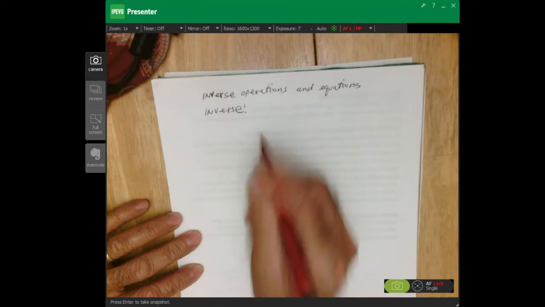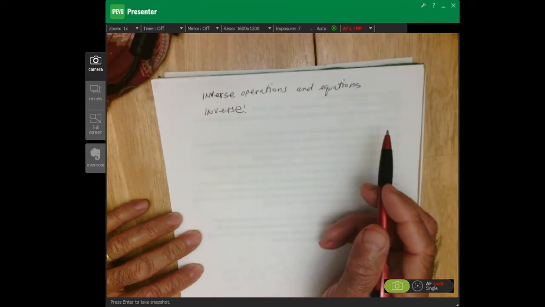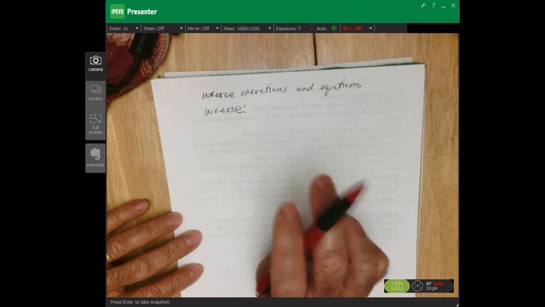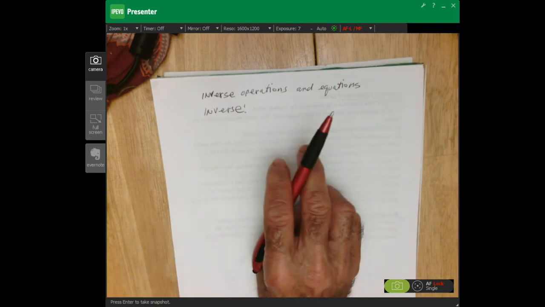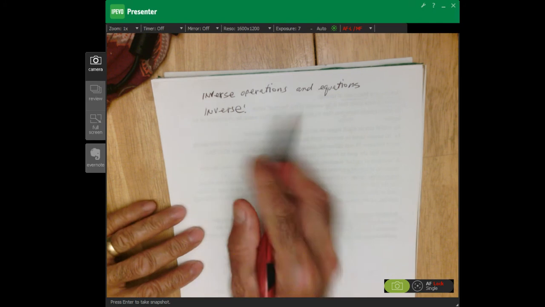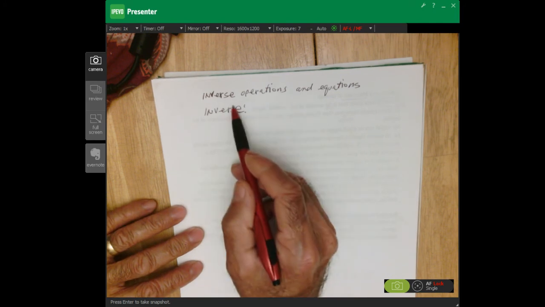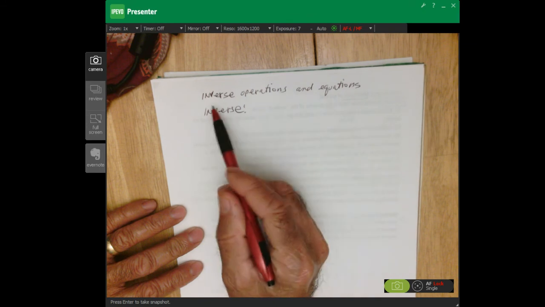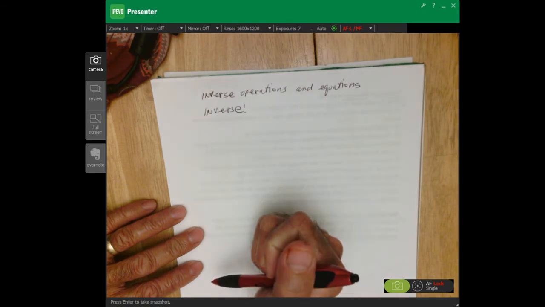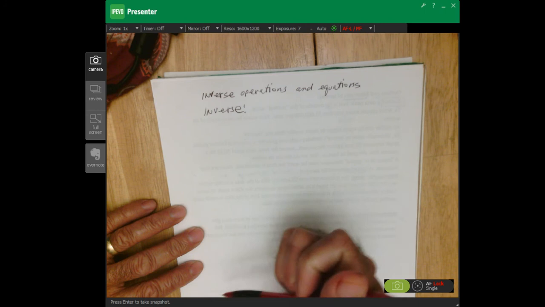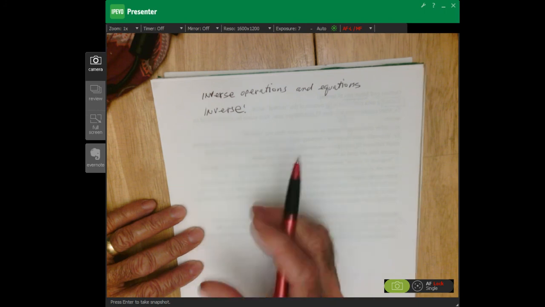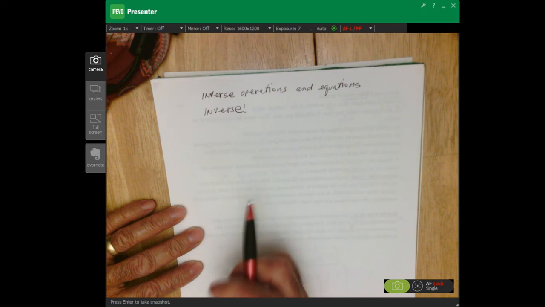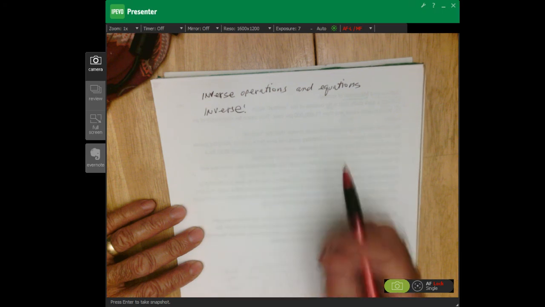We're going to talk a little bit about inverse operations and equations. Some of this may or may not seem basic, but the idea of an inverse and inverse operations, which can also be applied to functions later on, is a concept that is extremely important in math. If you have a good feel for it and understanding of it, you'll be able to apply it over and over and over.